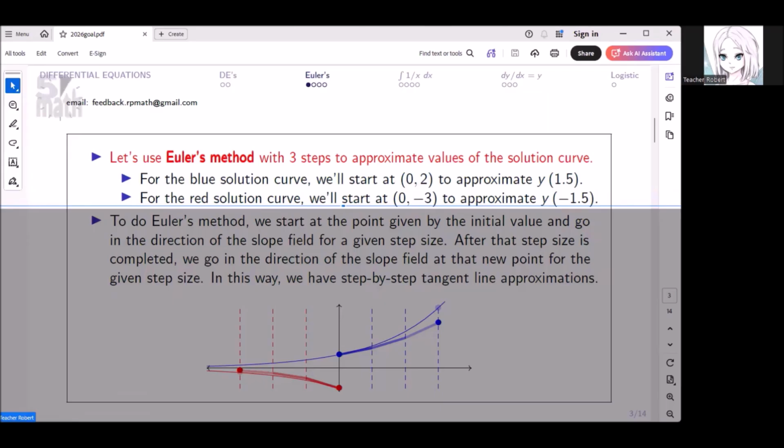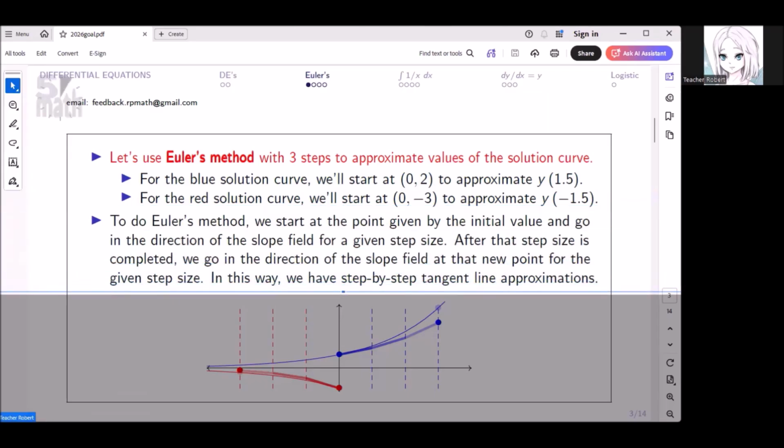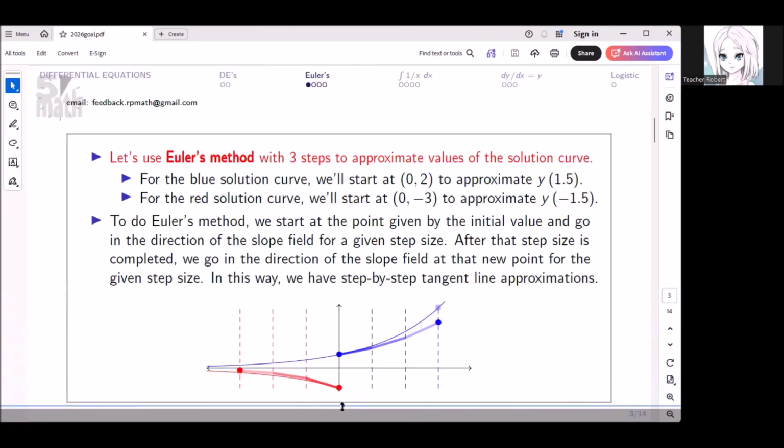For the red solution curve, we'll start at (0, -3) to approximate y of -1.5. To do Euler's method, we start at the point given by the initial condition and go in the direction of the slope field for a given step size. After that step size is completed, we go in the direction of the slope field at that new point for the given step size. In this way, we have step-by-step tangent line approximations. And here's a picture.